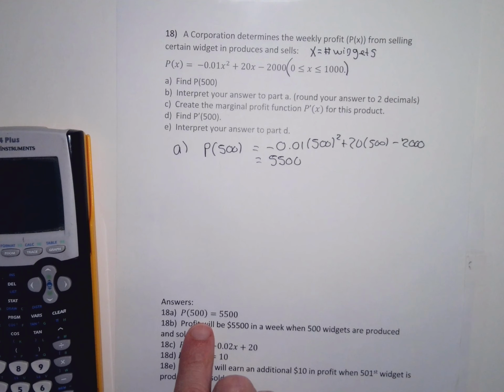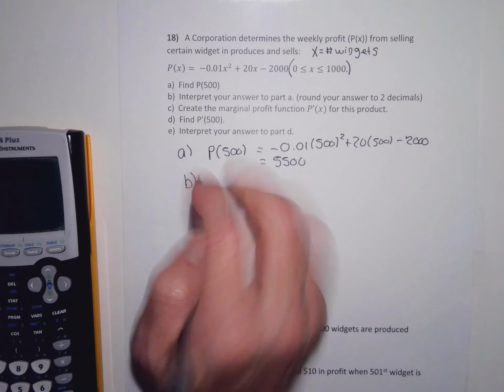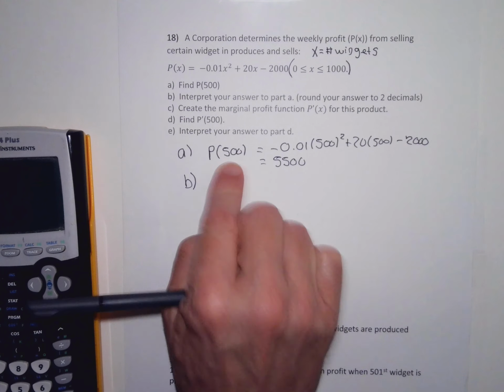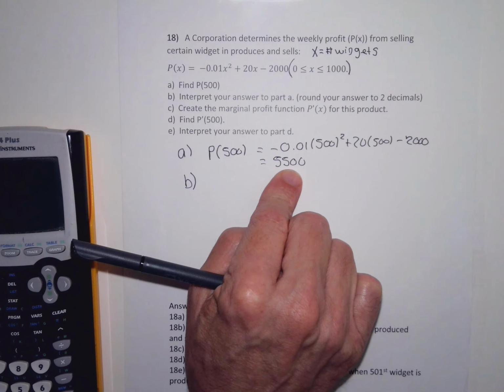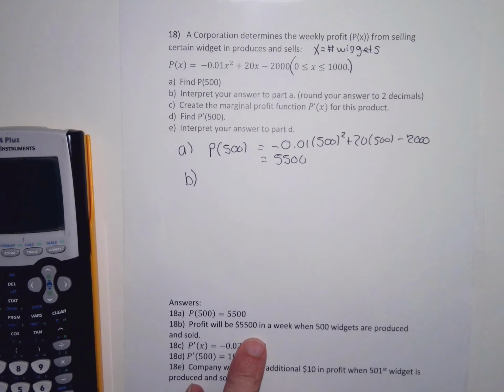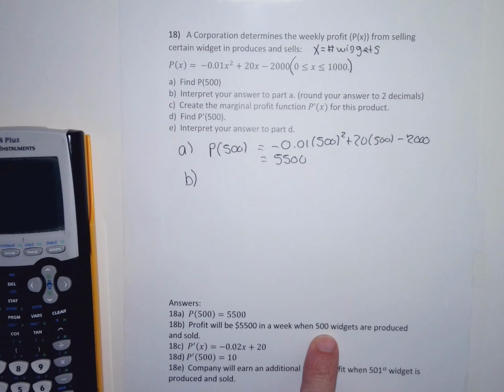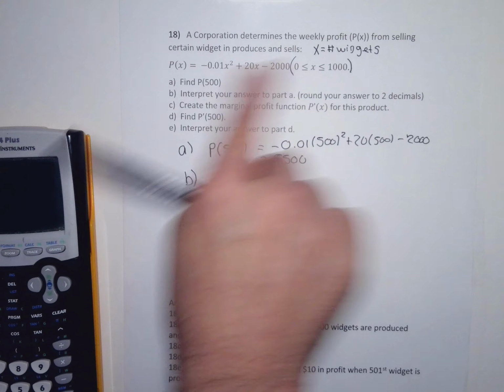So the algebra here just gives me a number without any interpretation. And that's what I wrote down here for an answer to 18A. That's just a number. Now I'm going to attach meaning to that number. 500 represents the number of widgets, 5,500 represents the profit, and I'll just live with that because that's better than I could probably write right now. So the profit will be $5,500, and this is a weekly profit in a week when 500 widgets are produced and sold.